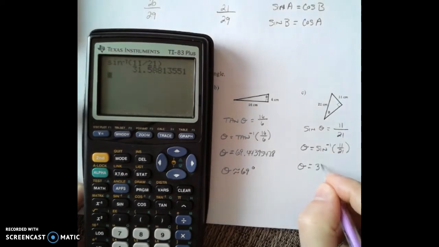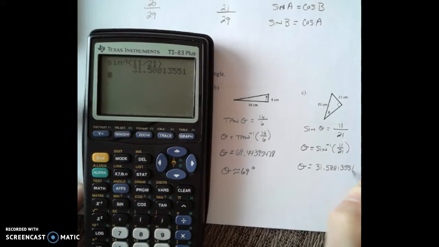And this time we get 31.588135551. So our angle this time, theta, is going to be approximately 32 degrees if we go to the nearest degree.